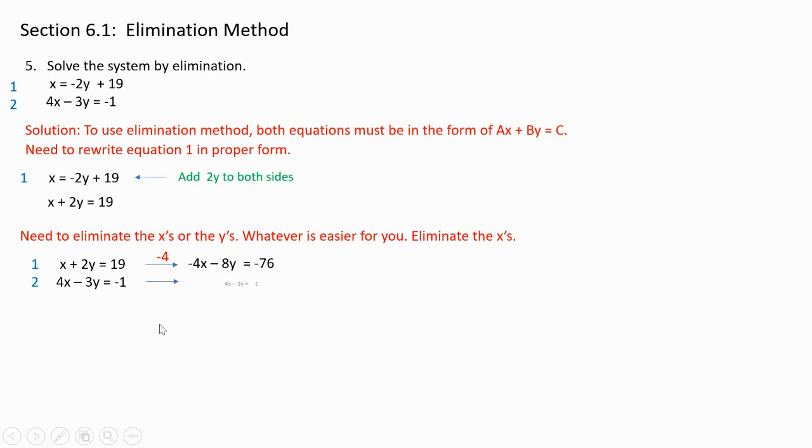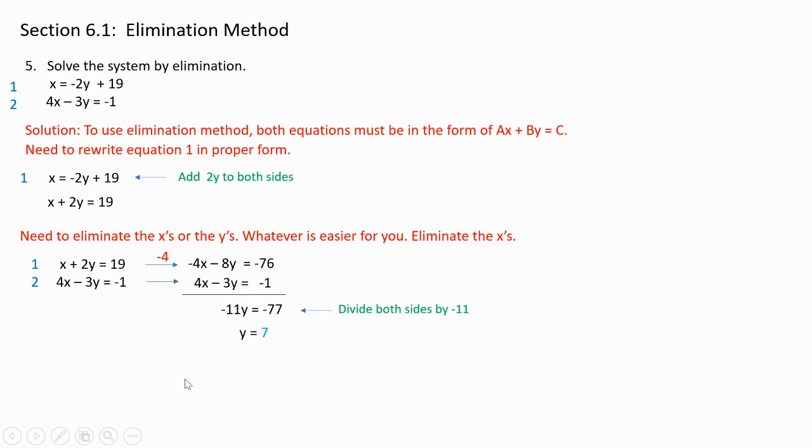Now equation 2, all we do is bring it over how it is. You see, now we're going to add them. So the x's will be eliminated. -8y minus 3y will give us -11y. And -76 minus 1 will give us -77. Then we divide both sides by -11. So we get y equals 7.